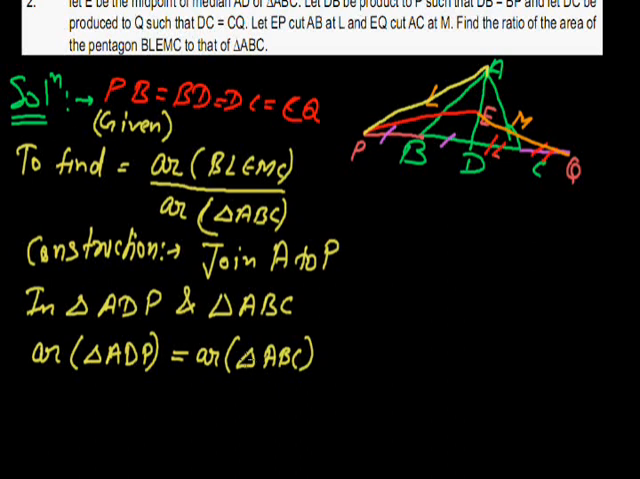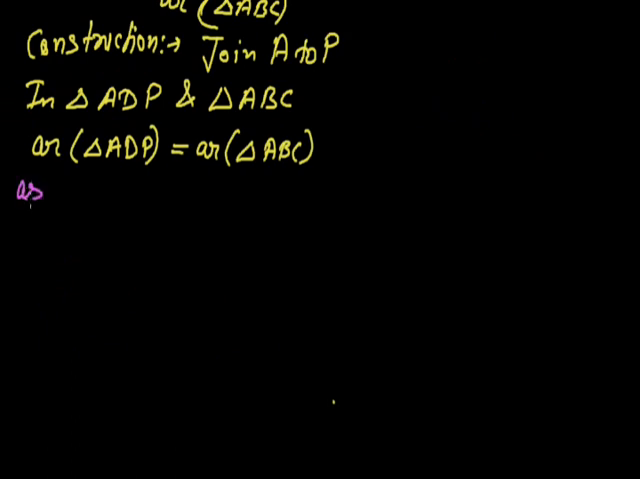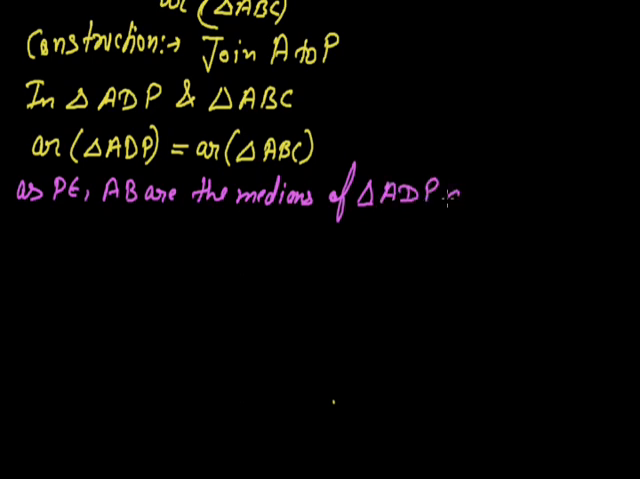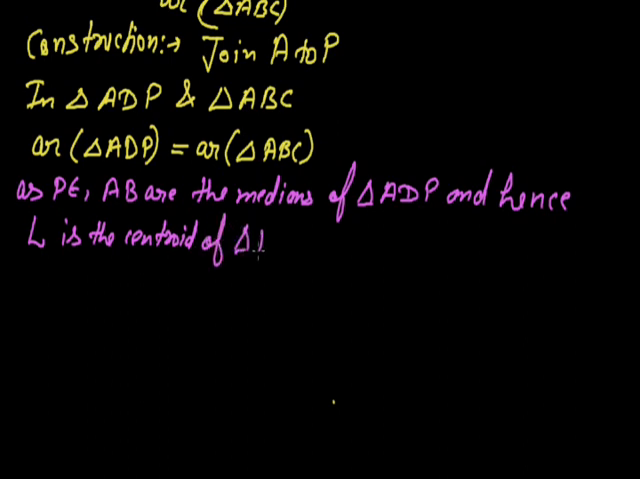Now, as PE and AB are the medians of triangle ADP, hence point L is the centroid of triangle ADP. As we know, the centroid is defined by the intersecting point of medians, so L is the centroid of triangle ADP.